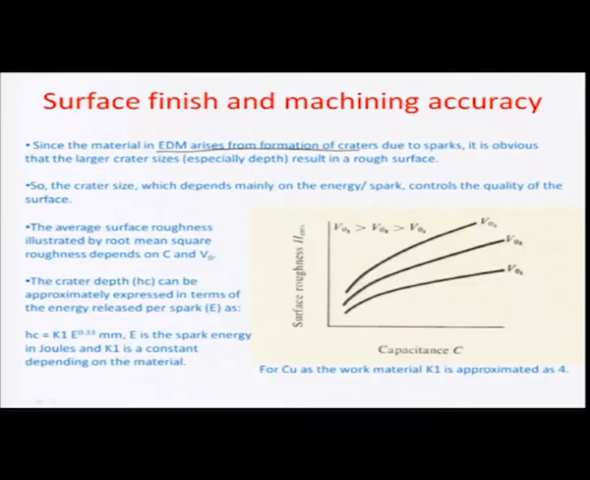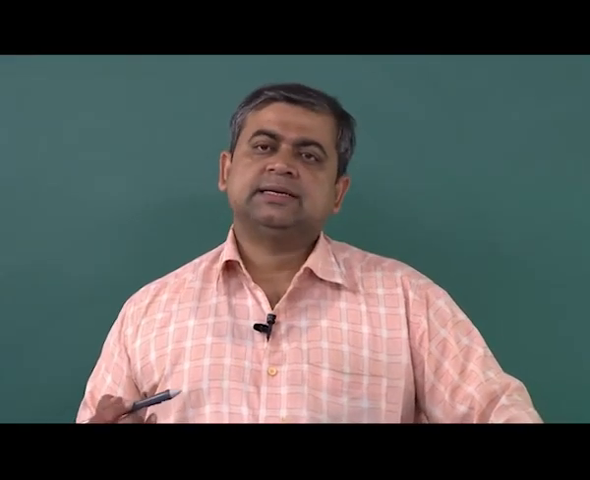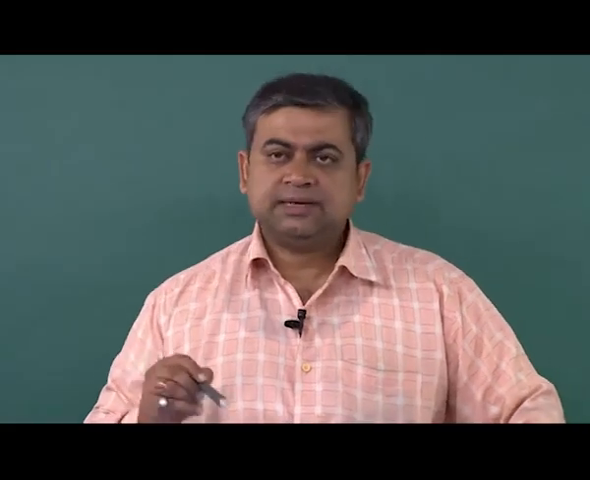As you know, material removal in EDM arises from formation of the craters due to sparks. Essentially, it is obvious that larger crater sizes, especially the crater depth, result in rough surfaces. As we talked before about thermal energy and the depth of melting temperature reached on a crater, if the depth of melting temperature is higher, the roughness would go up, and vice versa, because you will have a deeper crater and a crater by crater removal of the material over the whole surface.